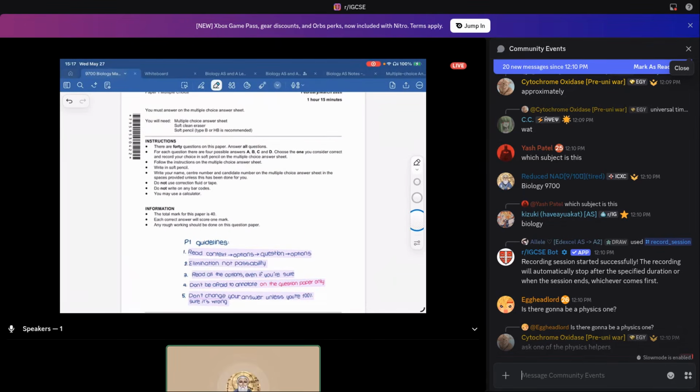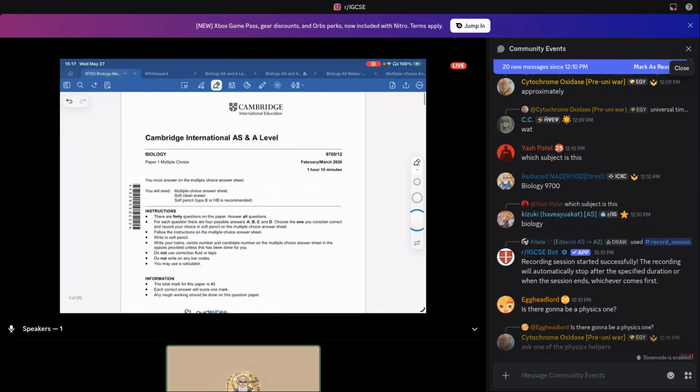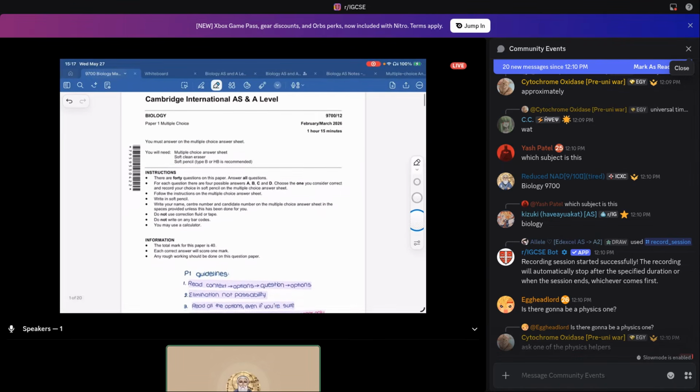It's preferable not to use highlighters in the question paper because it may cause problems. Just use pencils.